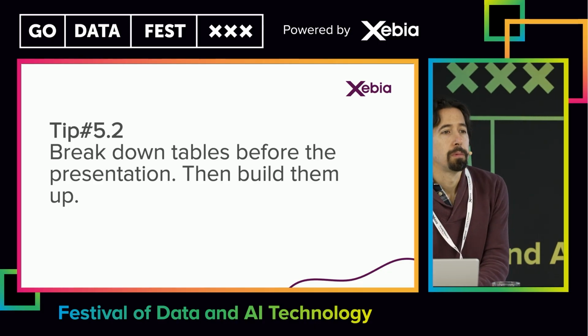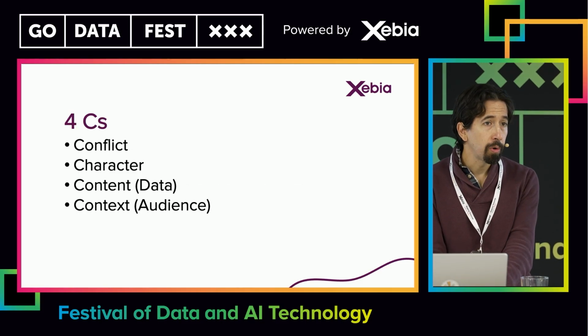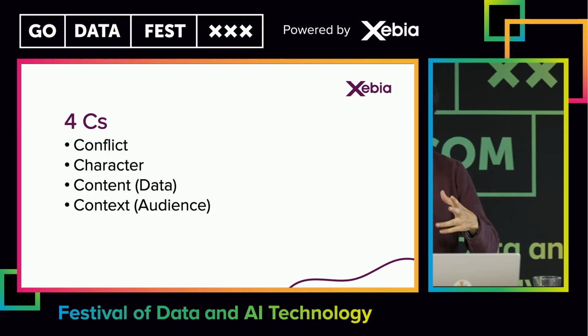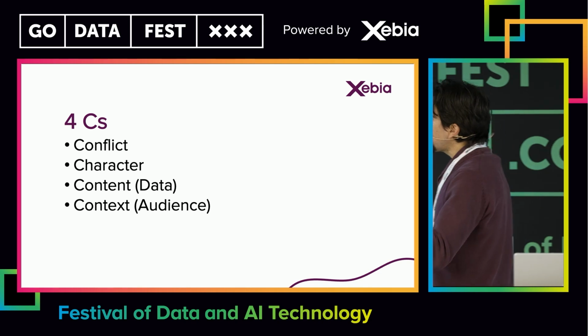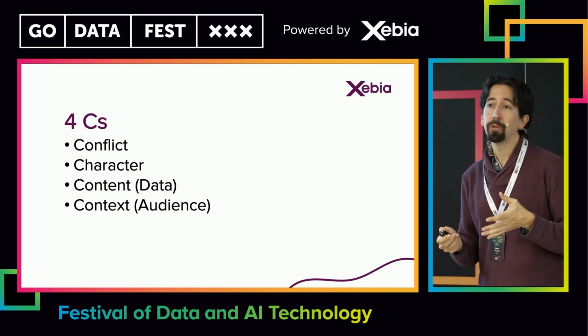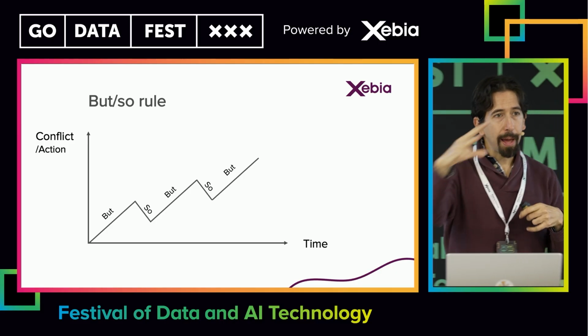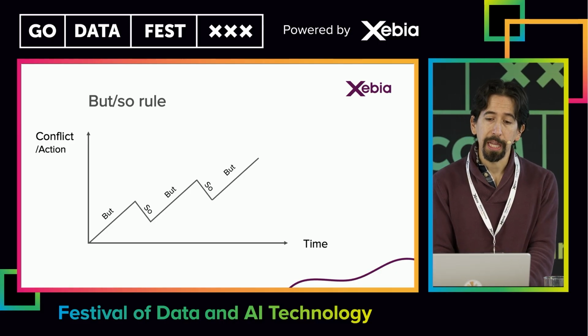So I would like to leave you with this, the 4 C's that we're going to use for any data story. We need a conflict, we need a character, and we need, of course, some data and some interaction with the audience. And then one of the most powerful tools that I have for presenting is the but and so rule, following that dynamic, that progression of different data projects.